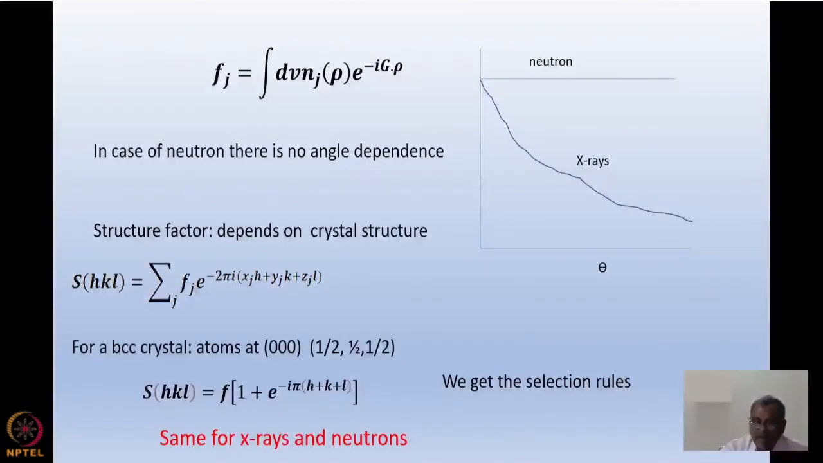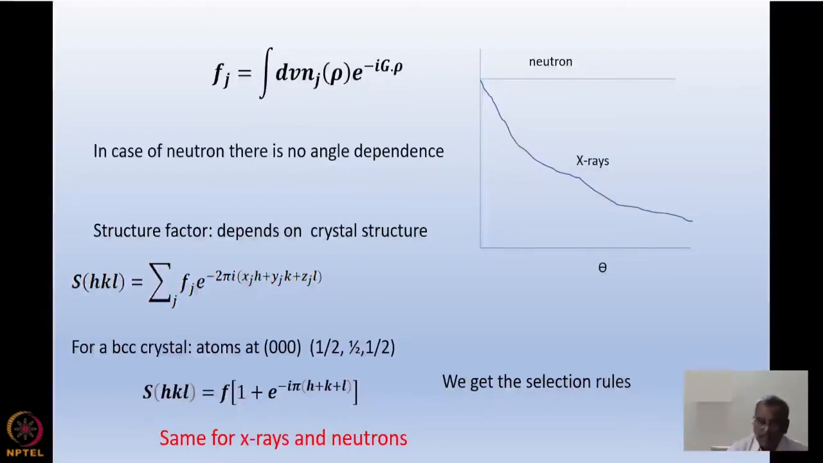So this is one part, your F part. The other part is the part which depends on the structure of the crystal, xj h plus yj k plus zj l. This is the part which is a structure factor. So the structure factor is given by the form factor multiplied by the part which depends on the structure.